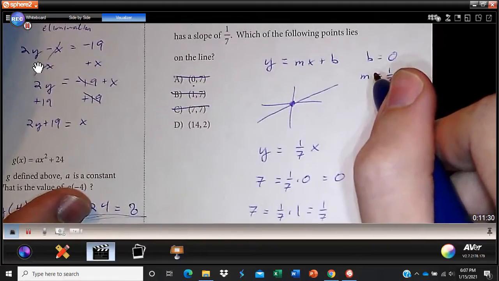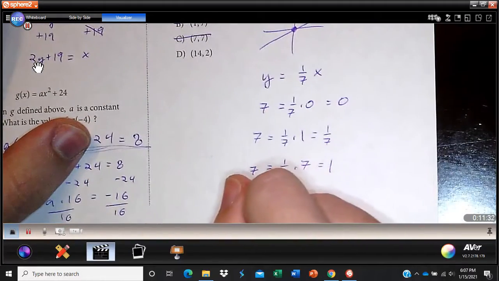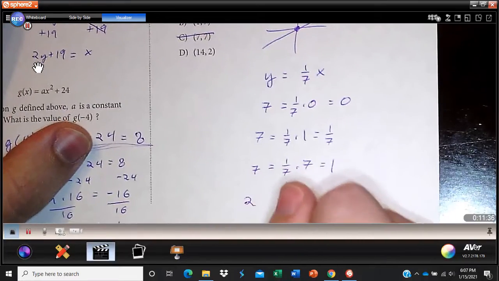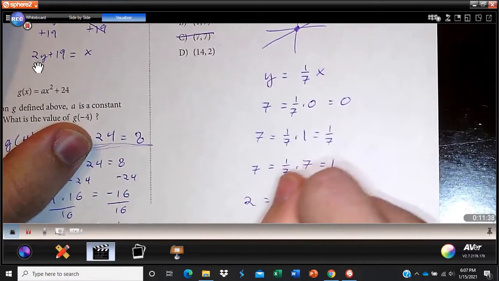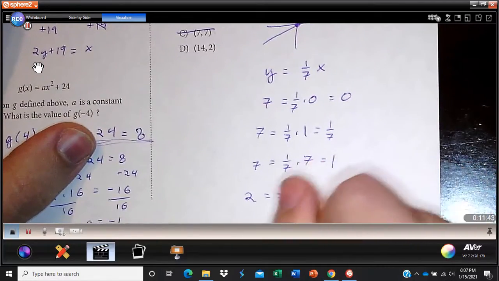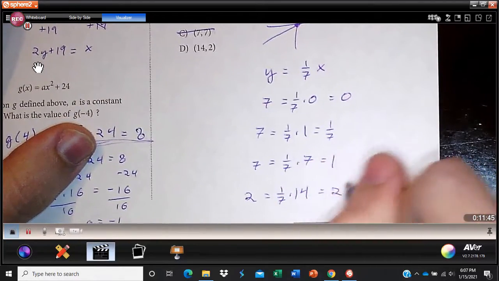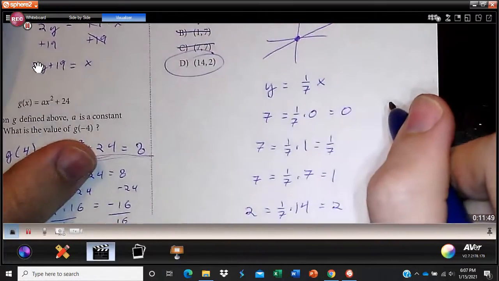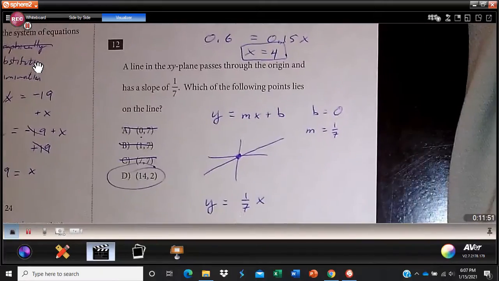At this point the answer is D, but let's just plug it in to make sure. So this is saying that the y value is 2, and then 1/7 times the x value, which in this case is 14. So 14 divided by 7 is 2. 2 is equal to 2, which means that this does lie on the line, so now I'm happy. That is the correct answer.